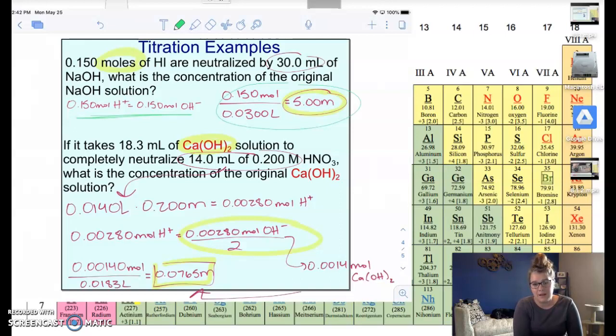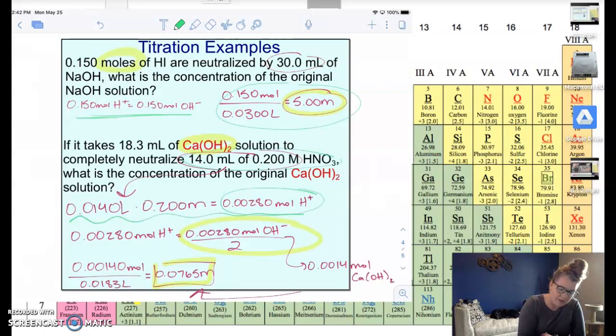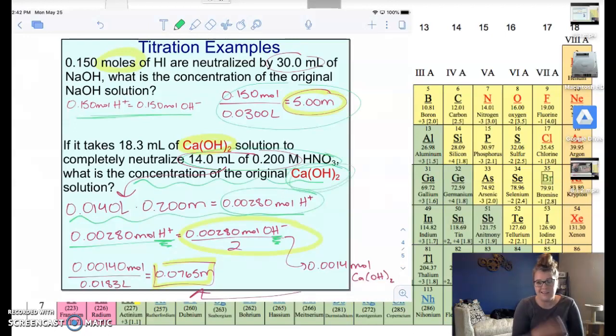hydroxides within that compound. So the first thing I did is I just solved for how many moles of hydrogen were in the acid. I know that if that's how many moles of H+ there are, that's how many moles of OH- there needs to be. But notice this is asking for the concentration of the original calcium hydroxide amount, not the molarity of the hydroxide ions. And so since every calcium hydroxide yields 2 hydroxides, I need to divide by 2 to get back to the 1 calcium hydroxide, to figure out how many moles of calcium hydroxide I had.